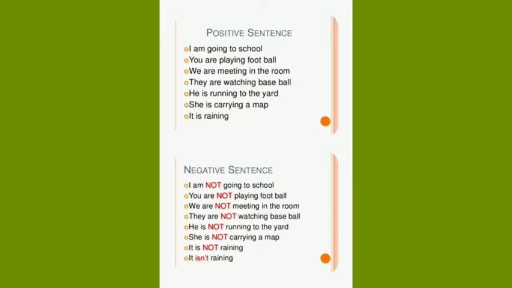We are not meeting in the room. Its positive will be we are meeting in the room. They are not watching baseball. Its positive sentence will be they are watching baseball. So you can see that simply by removing the not after the be verb you can make it positive. Okay, he is not running to the yard. Its positive will be he is running to the yard. Okay, you can simply remove the not and make it positive.